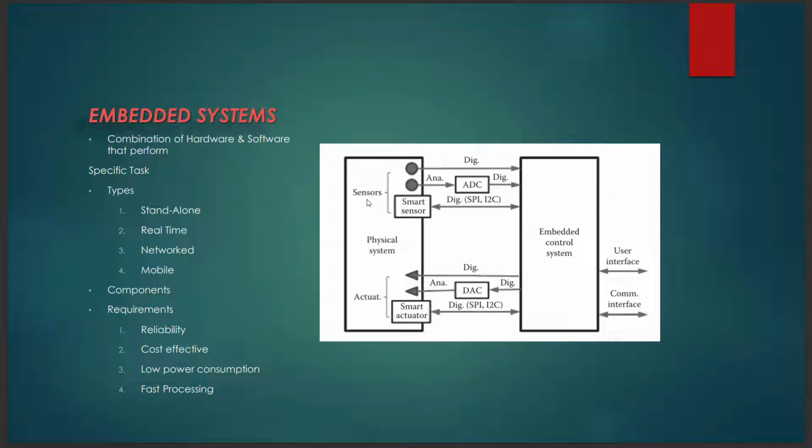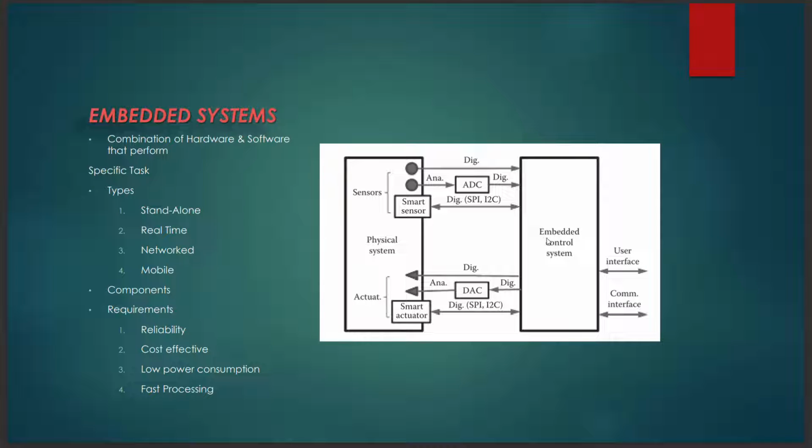Embedded systems are widely used nowadays. Everything we use includes embedded systems. They perform specific tasks. The types are standalone, real-time, network and mobile. And the physical components are sensors, smart actuators, analog to digital converters and digital to analog converters, etc.